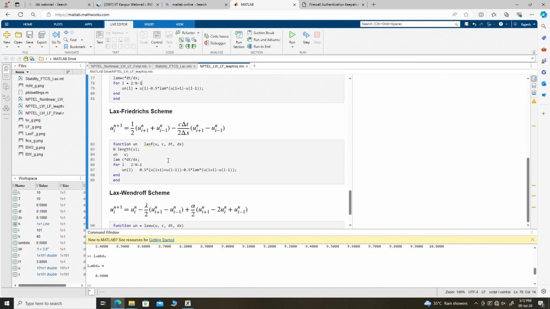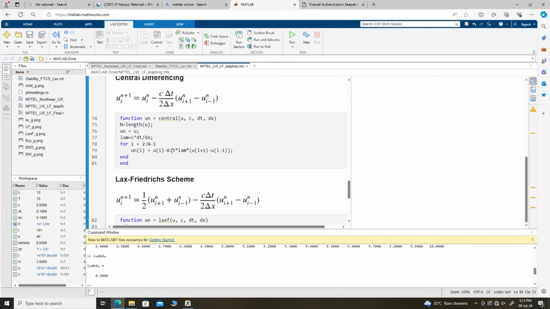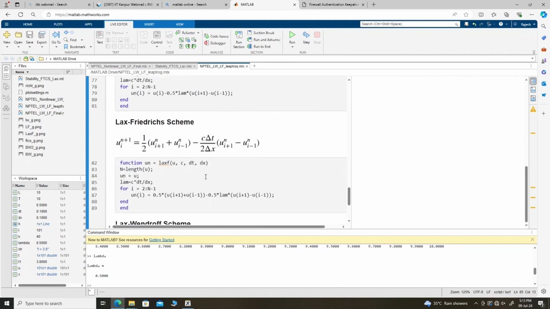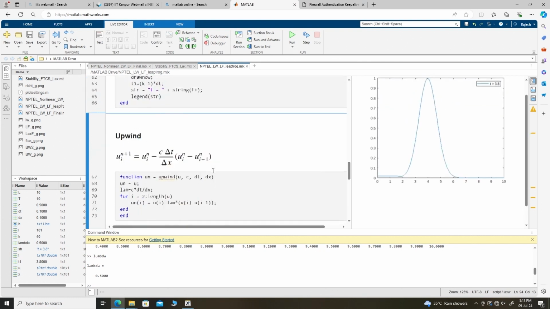This is the Lax-Friedrichs scheme, where the u i n term is replaced by half of u i plus 1 and u i minus 1. I have just replaced this term here, and all other terms remain the same. Here you are adding the dissipation term. This alpha is equal to lambda square for Lax-Friedrichs, but I have used a general alpha value. We will see what happens if you increase alpha, and how the scheme becomes more and more dissipative. So these are the 4 schemes implemented here.